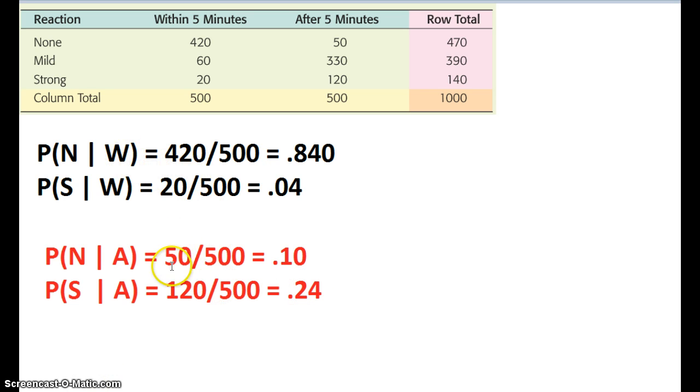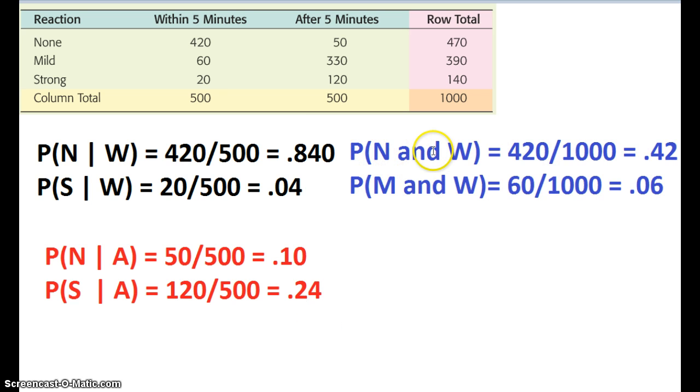So comparing B to C, it looks like the chances of getting no reaction are pretty good if you wash: 84% of the time, 84% chance of no reaction. If you don't wash, it drops down to just a 10% chance. And then what's the chance of getting a strong reaction? Not too good if you wash. So that's positive news. If you wash, there's only a 4% chance you'll have a strong reaction. But the chances of a strong reaction are much higher if you wash after 5 minutes. So that's a little takeaway from looking at B and C.